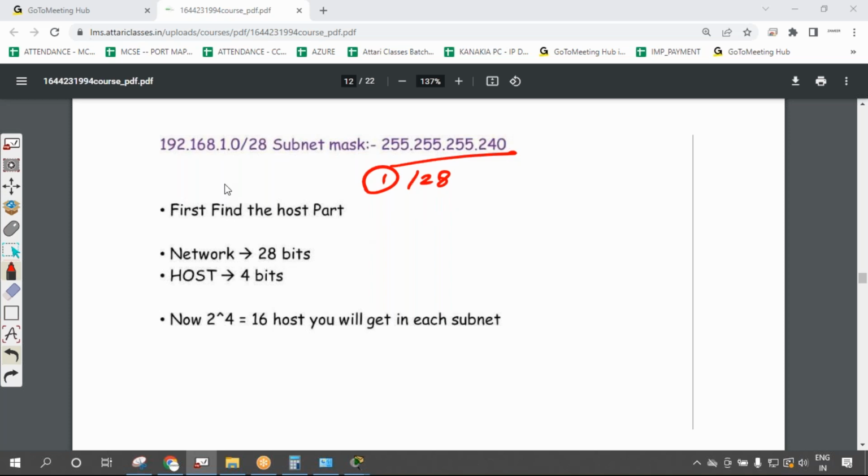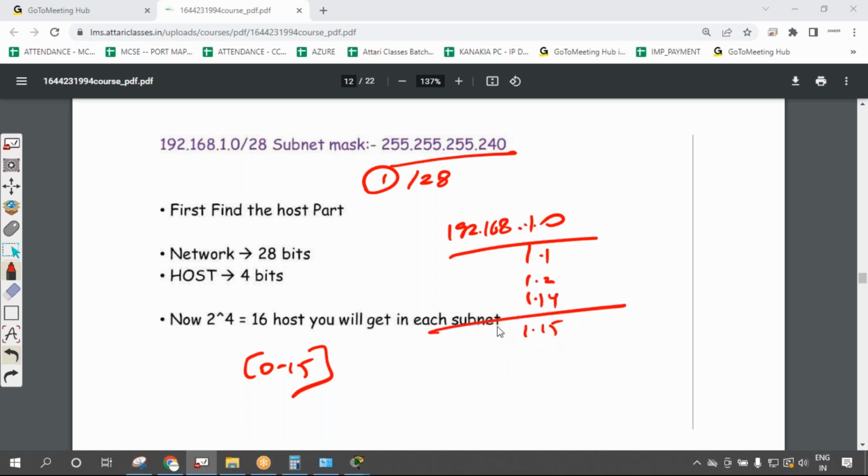Once you see this, 28 bits on the network side, 4 bits on the host side, 2 raised to 4: 2 ones are 2, 2 to 4, 4 to 8, 8 to 16. 2 raised to 4 is 16, 0 to 15. So the IP becomes 192.168.1.0, 1.1, 1.2, 1.3, up to 1.14, and 1.15 is the broadcast IP address. So this is a subnet having a small number of IP addresses.